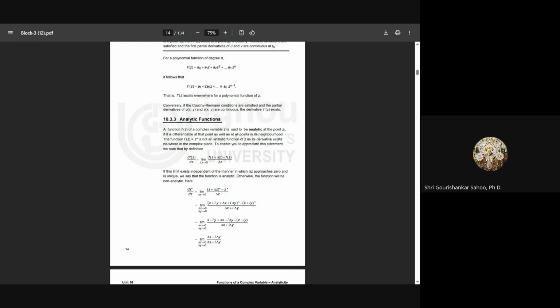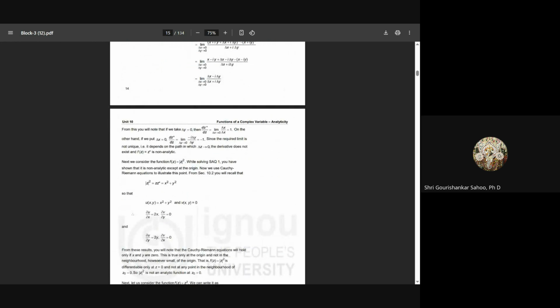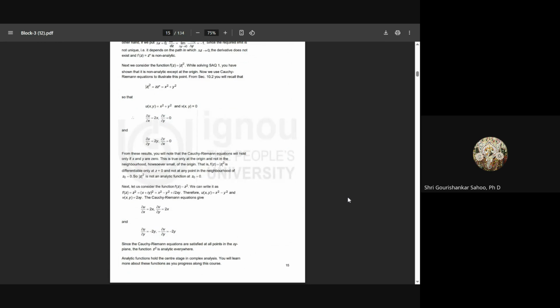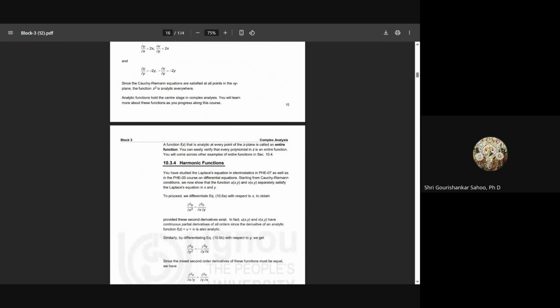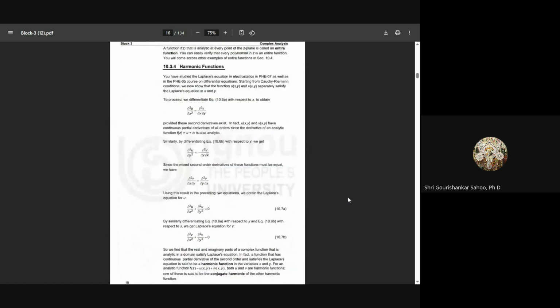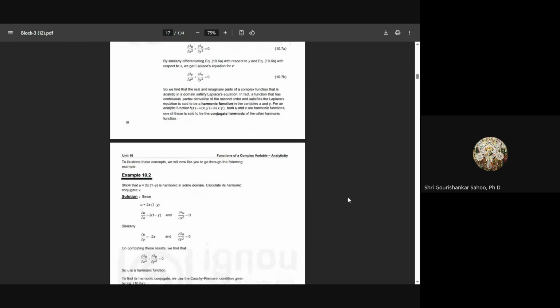To enable you to appreciate this statement, you can write df by dz is equal to limit del z tends to 0, f of z plus del z minus f of z by del z, and if you take d z star by dz, you will find it is limit del x tends to 0, del y tends to 0, of del x minus i del y by del x plus i del y. So by deriving it, you can have the final expression del u by del x is equal to 1 and del v by del y is equal to minus 1. And for a harmonic function, del square v by del x square plus del square v by del y square is equal to 0.